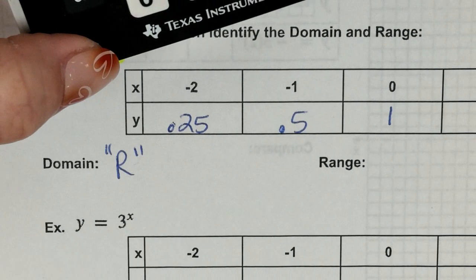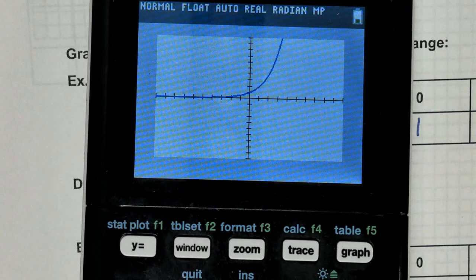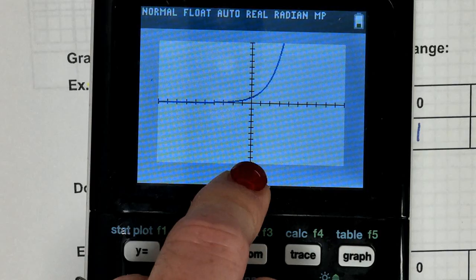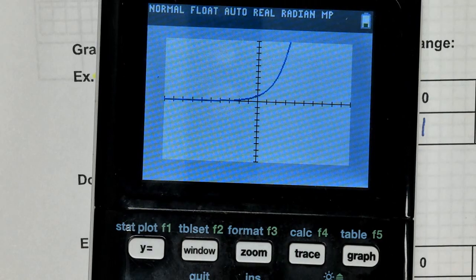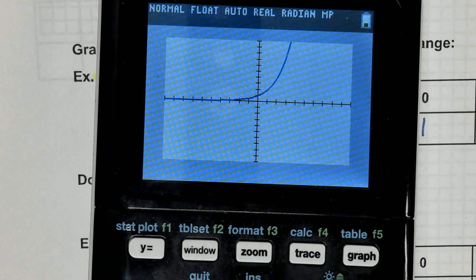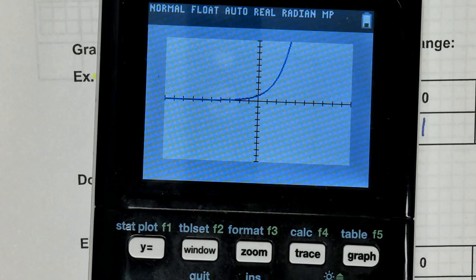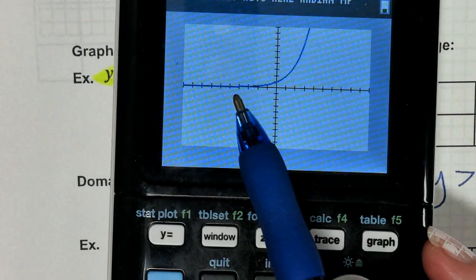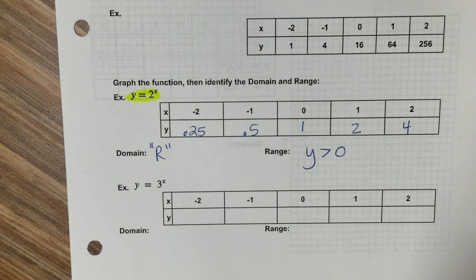My range, somebody tell me what is range? The y's, the lowest point to the highest point. Does it keep going down forever and ever? No, it stops at the x-axis, do y'all agree? Which is at y equals 0. And then it goes where from there? Above it. So what would my range be? Is it above it or below it? So y is greater than 0. It's approaching y equals 0, but it never touches. So y is greater than 0. That is your domain and your range.